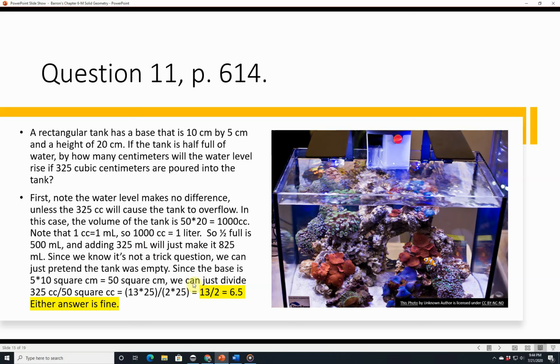Anyway, so we can just divide 325 cubic centimeters by 50, which should be 50 square centimeters, not 50 square cc's. Oops. Anyway, 325 over 50 is going to be 13 times 25 over 2 times 25, which is 13 over 2, which is equal to 6.5. Either answer is fine. Doesn't matter if you grid it in as 13 over 2 or 6.5.